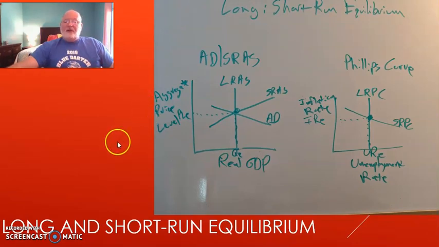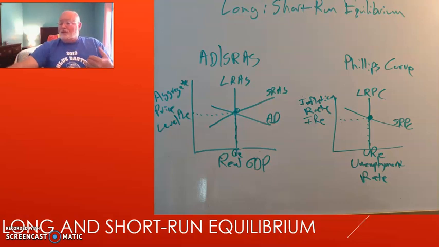Okay, hopefully you've unpaused it now. And what you see here is that on both of these situations, the intersecting point is on the straight line. On the ADSRAS graph, it is at long run aggregate supply. And on the Phillips curve, the intersection point is right there on the LRPC, the long run Phillips curve. And these are both exactly alike. There's just exactly enough air in the tire. It's not overinflated or underinflated.